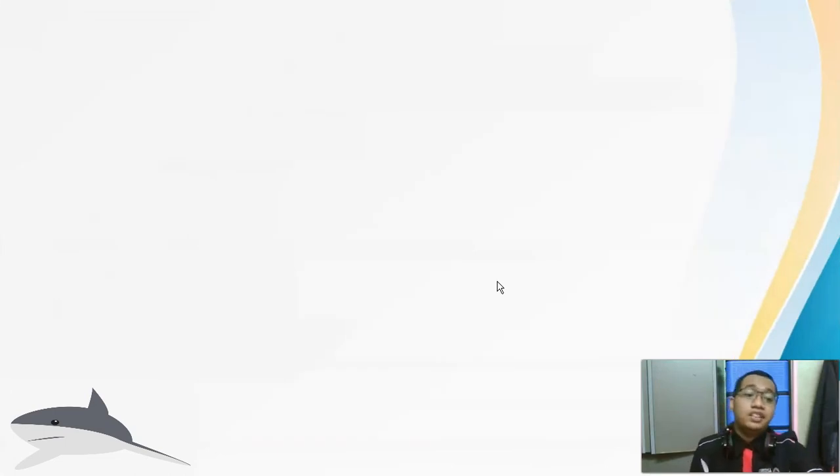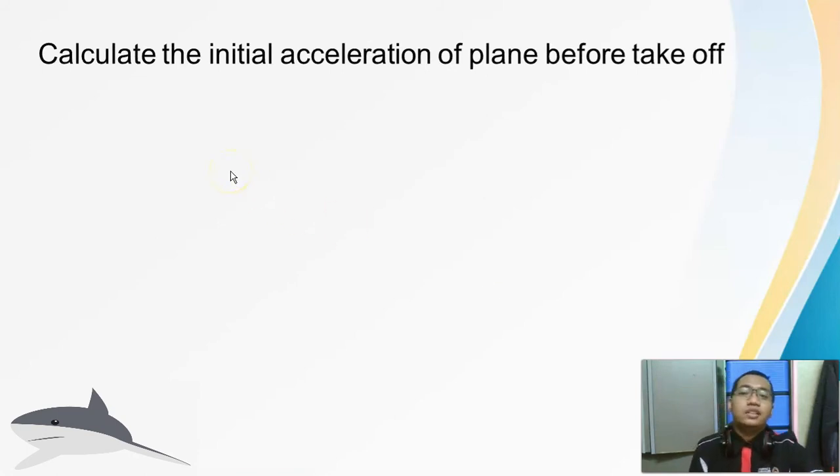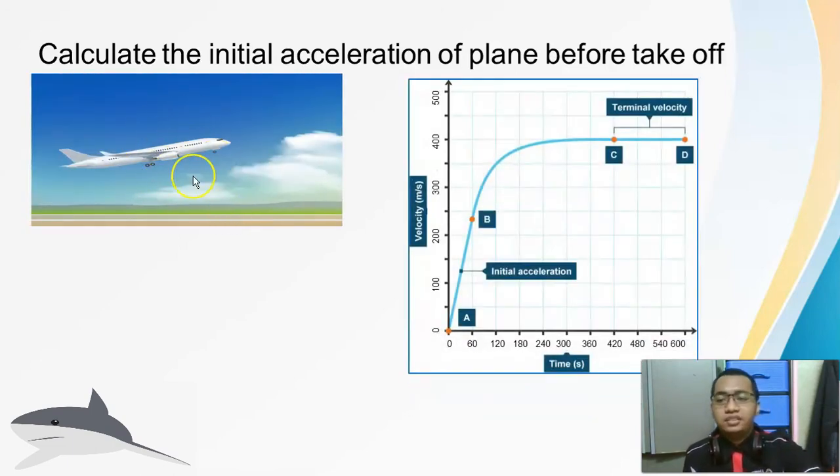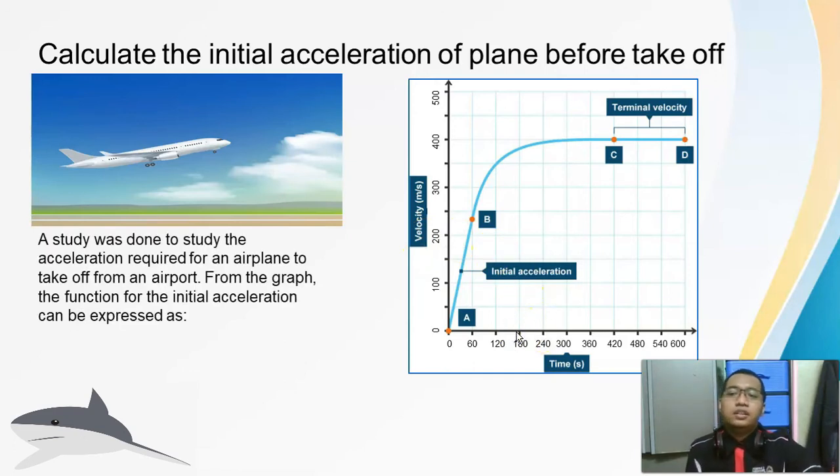About the application, we can use integration by parts to calculate the initial acceleration of a plane before takeoff. This is the plane that has already taken off. This is the graph of the plane, velocity versus time. A study was done on the acceleration required for an airplane to take off from an airport.